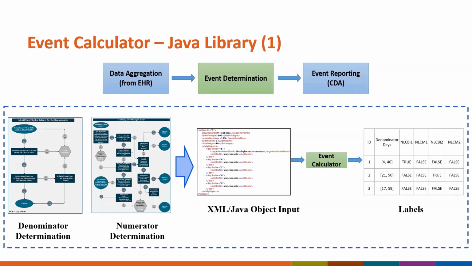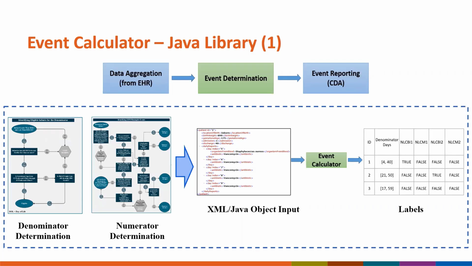In addition, you can build this Java library into your system and invoke it locally, so you don't have to send the sensitive data over the internet in this step. In general, our focus here is the determination of the denominator and the numerator event. As long as you could turn the collected data into an XML file or a Java object, the calculator library can automatically generate the event determination labels for each individual record.